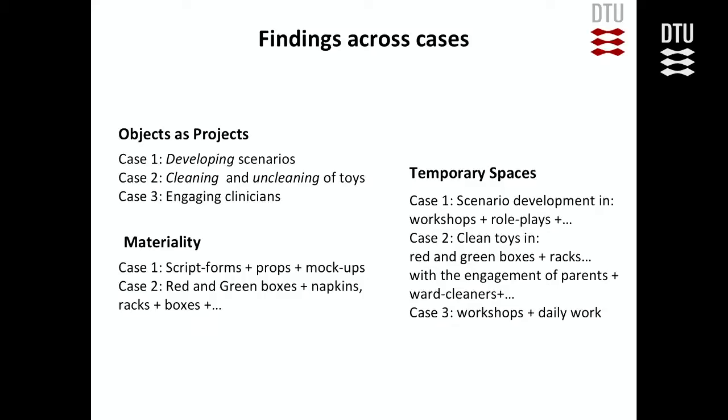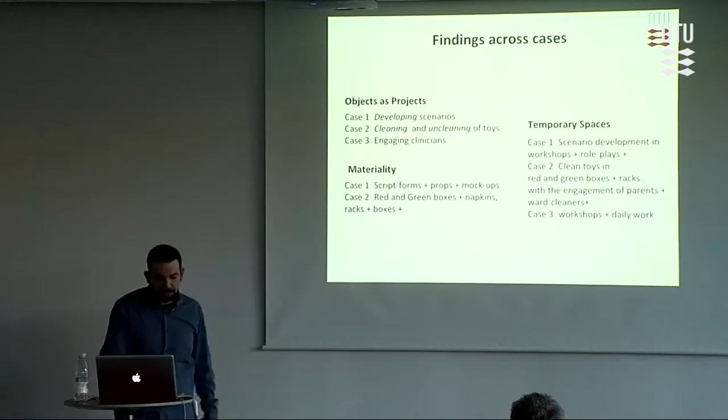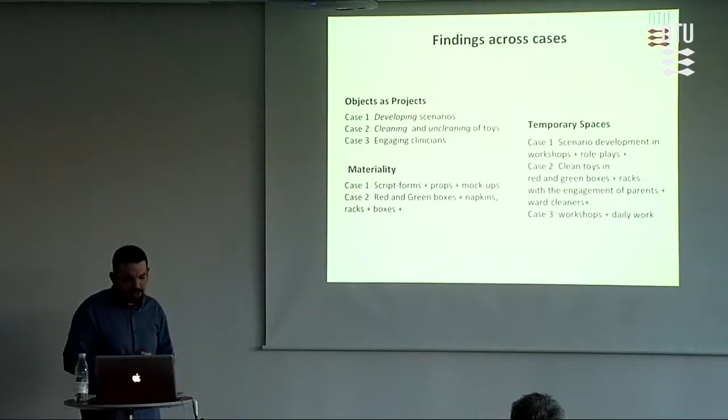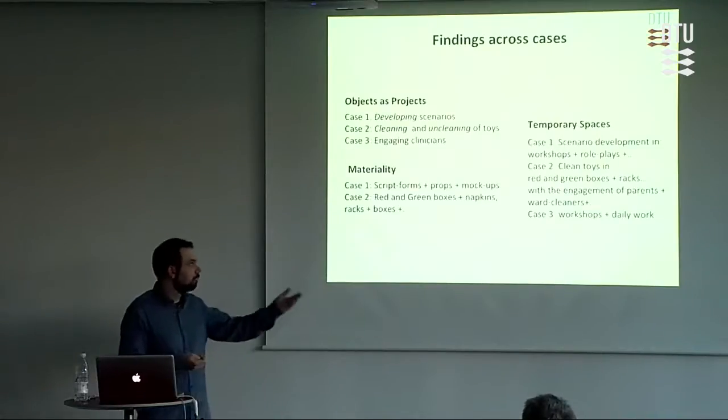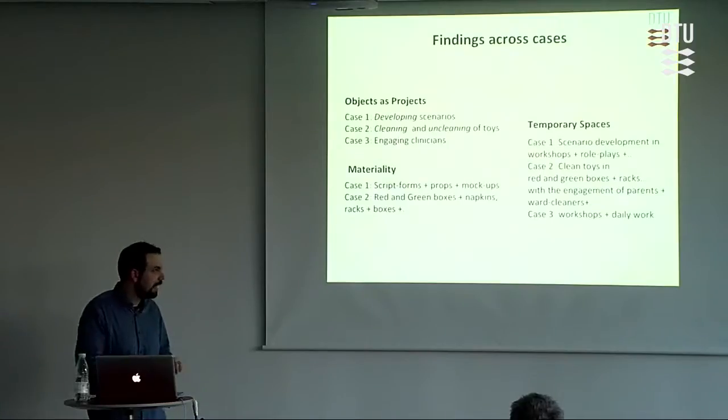And here is a summary with the findings of all cases. Under the category of objects and projects, I have placed the main artifacts that I referred to in the examples, and there you can see that most of these artifacts entail various projects. So, for example, the red and green boxes were supposed to hold clean and unclean toys, but the actual work was how to make the toys actually clean or unclean. So it's about cleaning and uncleaning.